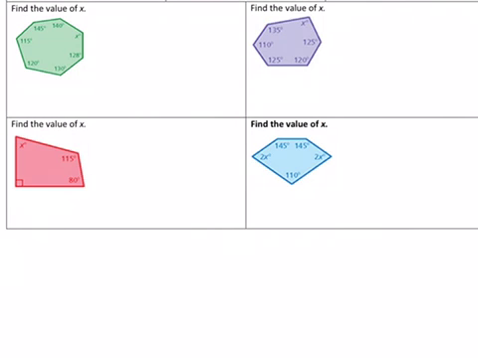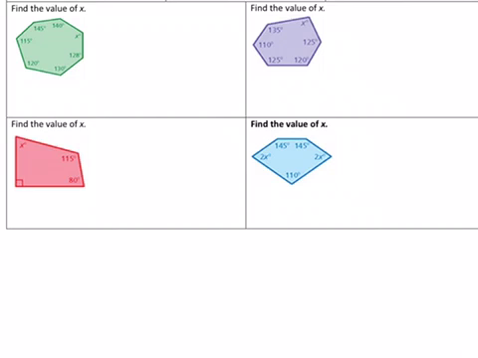Now we're going to go one step further where we are given some interior angles. However, we don't know the one angle that's left, the x. So let's look at the green figure first. First off, these aren't regular polygons. They have different sides, and that's okay.